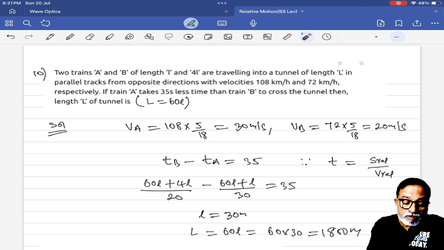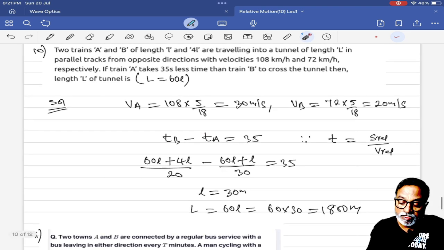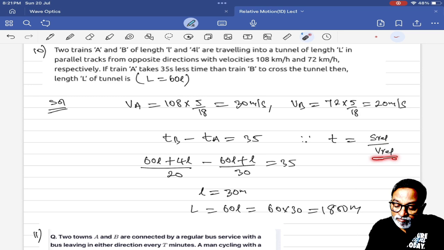So here to cross the tunnel A takes 35 seconds less అంటే B కి ఎక్కువ టైం పడుతుంది. TB minus TA is equal to 35. జనరల్ గా T ని ఏం రాస్తాం, SREL by VREL. ఇక్కడ చూడండి VREL అంటే ట్రైన్ ఏమో మోషన్ లో ఉంటది, టనెల్ ఏమో రెస్ట్ లో ఉంటది. కాబట్టి ఈ VREL ప్లేస్ లో వెలాసిటీ ఆఫ్ ట్రైన్స్ తీసుకోవాలి. TB అంటే SREL. SREL ఎప్పుడైనా మనం డిస్టెన్స్ యాడ్ చేస్తాం.